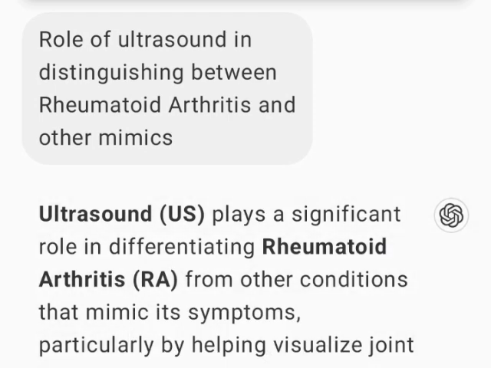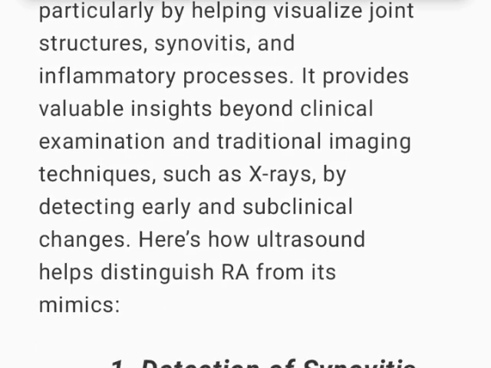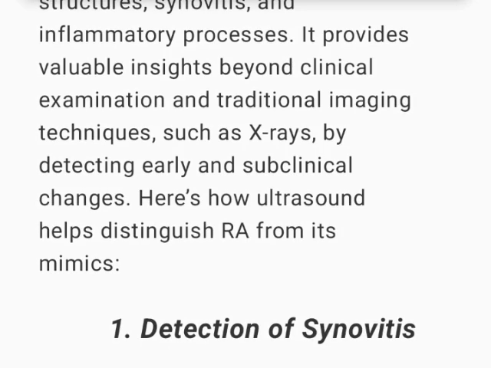Ultrasound, US, plays a significant role in differentiating rheumatoid arthritis, RA, from other conditions that mimic its symptoms, particularly by helping visualize joint structures, synovitis, and inflammatory processes. It provides valuable insights beyond clinical examination and traditional imaging techniques, such as X-rays, by detecting early and subclinical changes. Here's how ultrasound helps distinguish RA from its mimics.